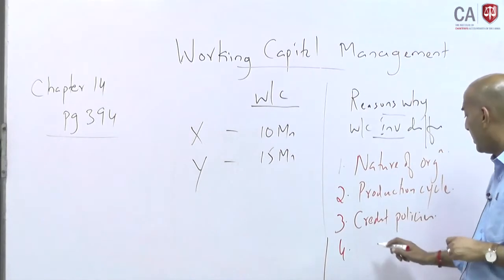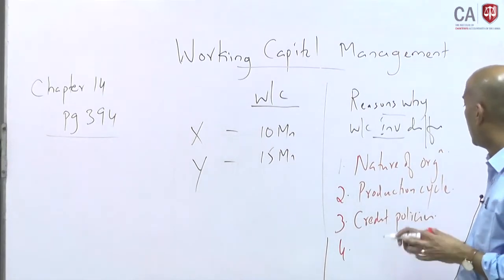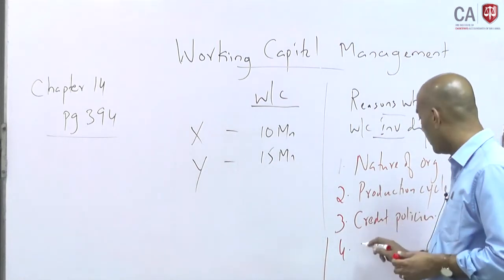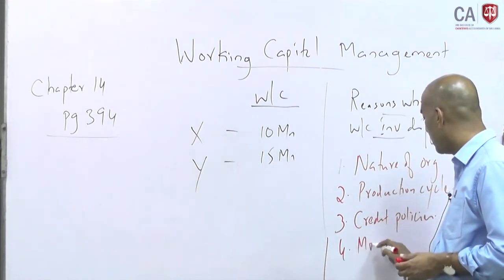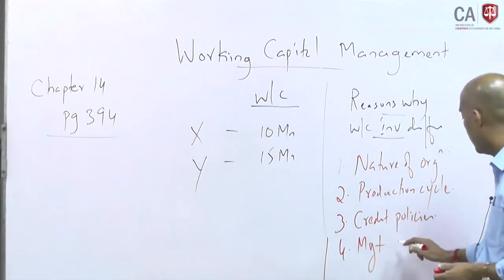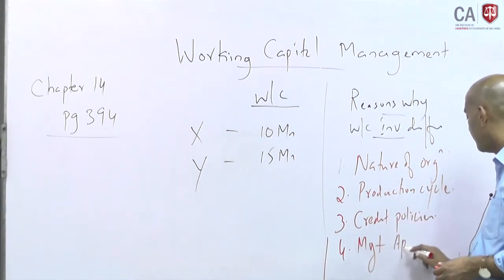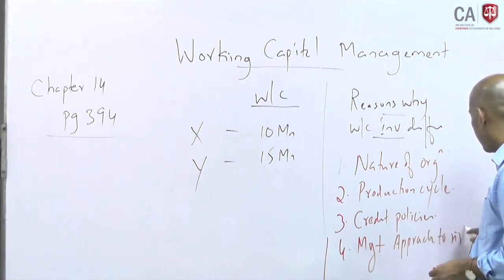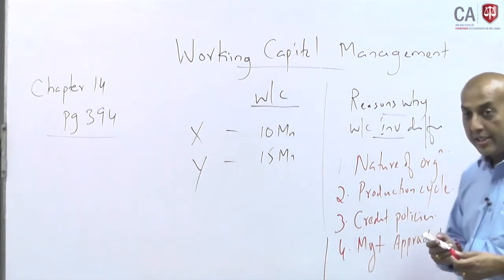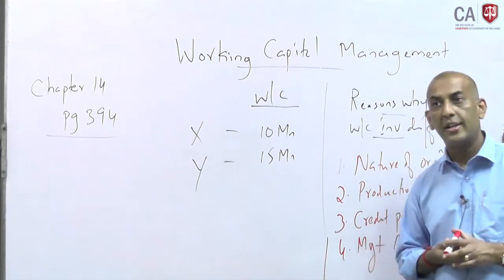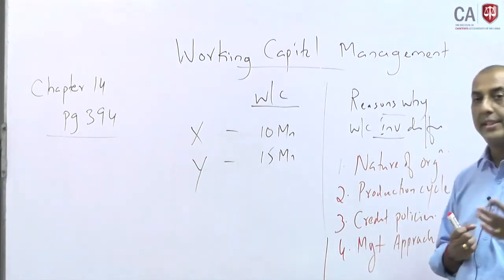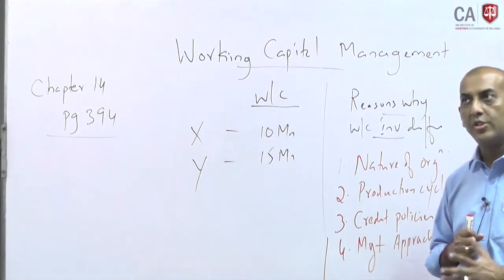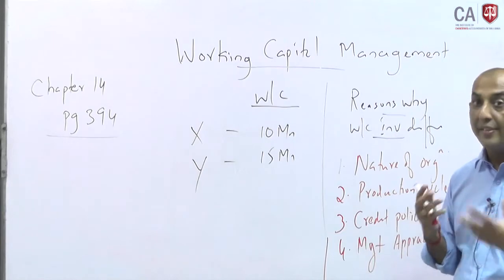Fourth, the organization would decide the management approach to risk. There are organizations who are risk takers, and there are organizations who are not risk takers, they are risk averse.